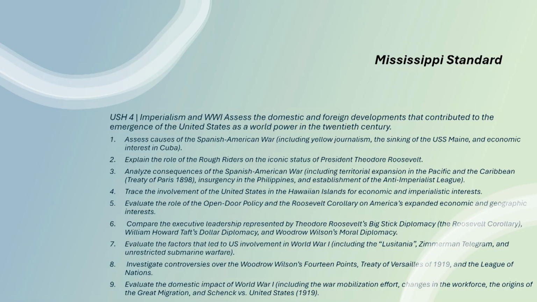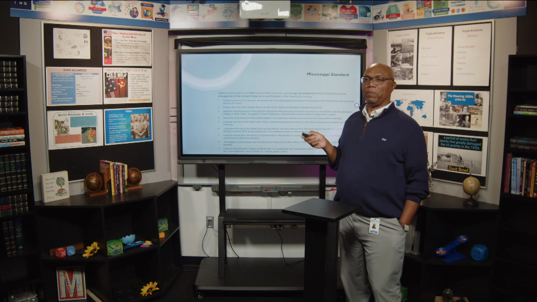We'll start with the Mississippi Standard. Now, we're going to look at primarily U.S. History Standard 4 from the Mississippi Department of Education standards. What we're looking at are the MAP standards that we have in Mississippi, and we're looking at imperialism and World War I, which we've already addressed imperialism. Today we'll pick up a little bit with World War I. And what it says is assess the domestic and foreign developments that contribute to the emergence of the United States as a world power in the 20th century. So with that, we'll go ahead and begin.